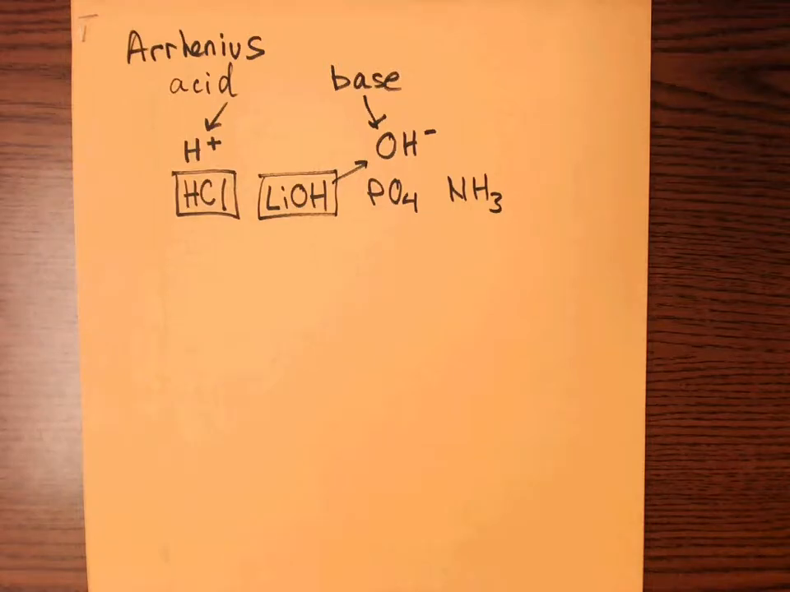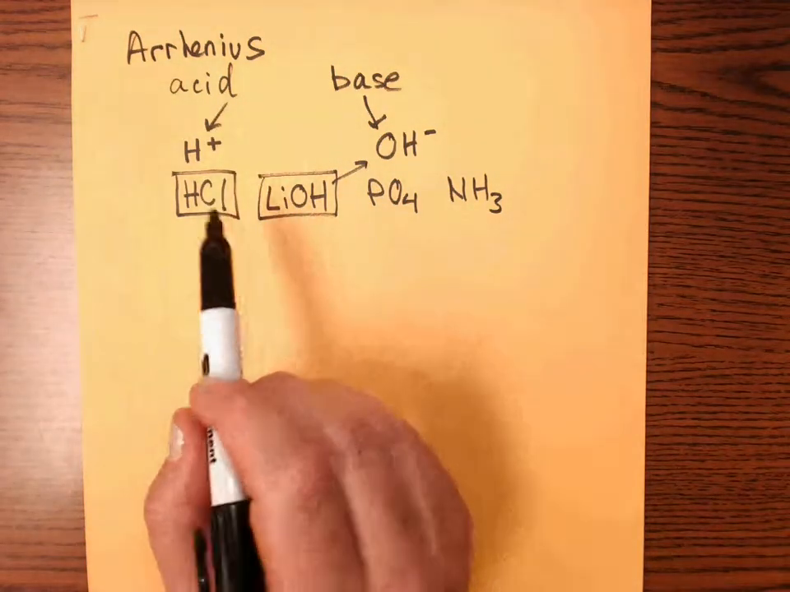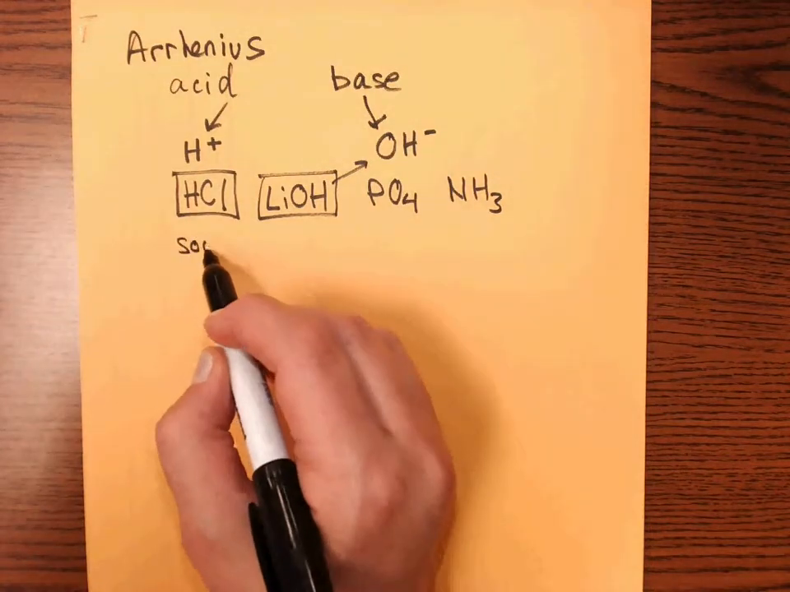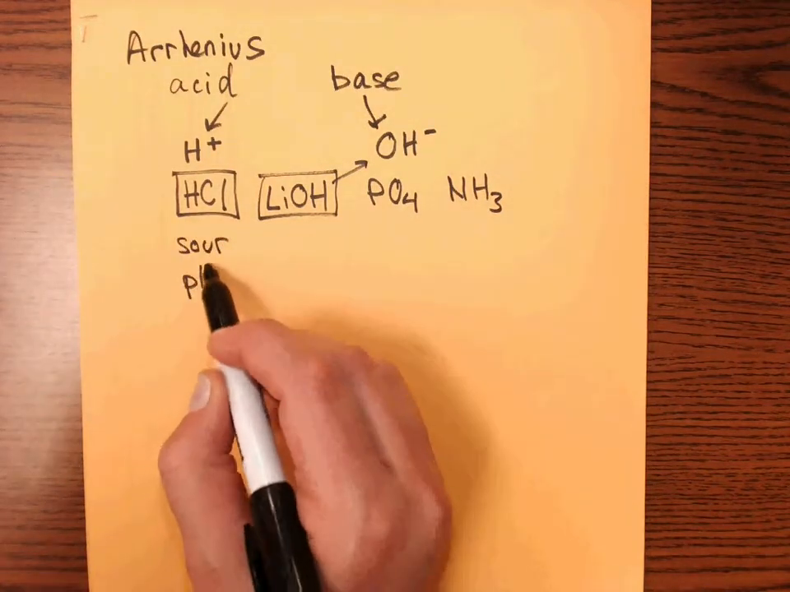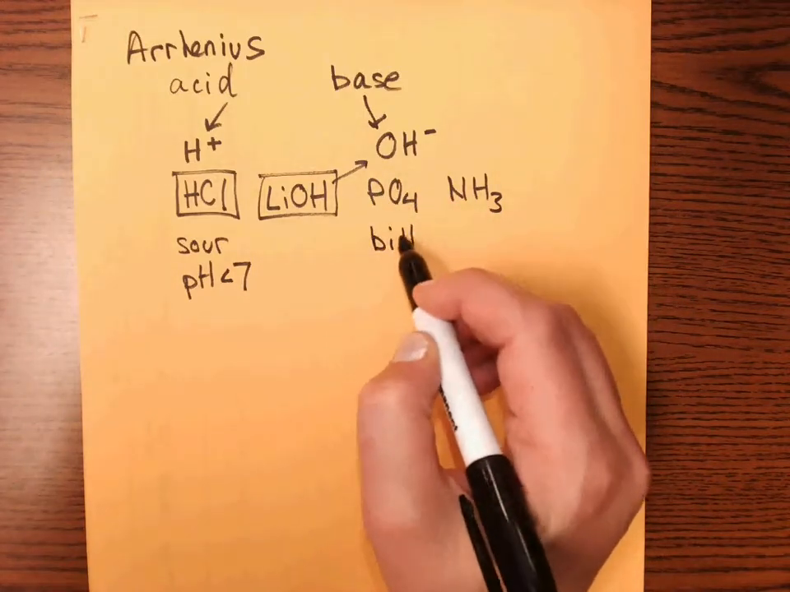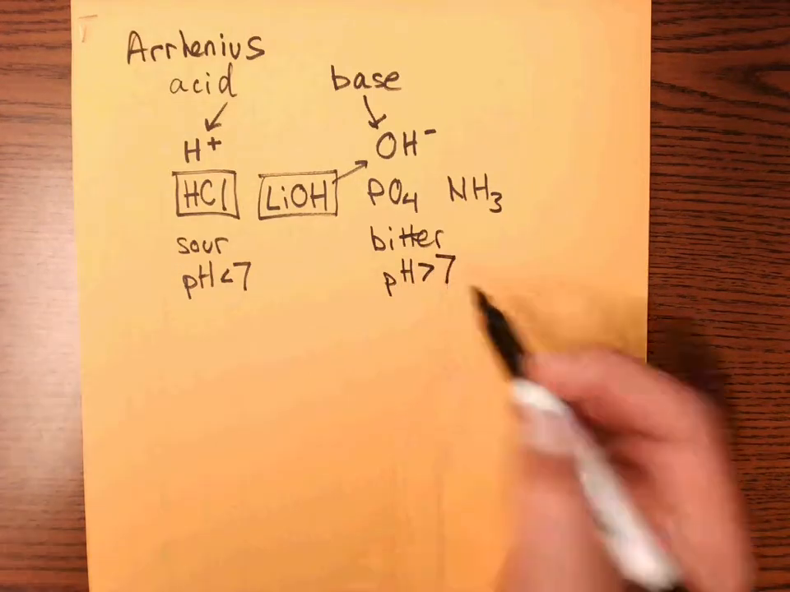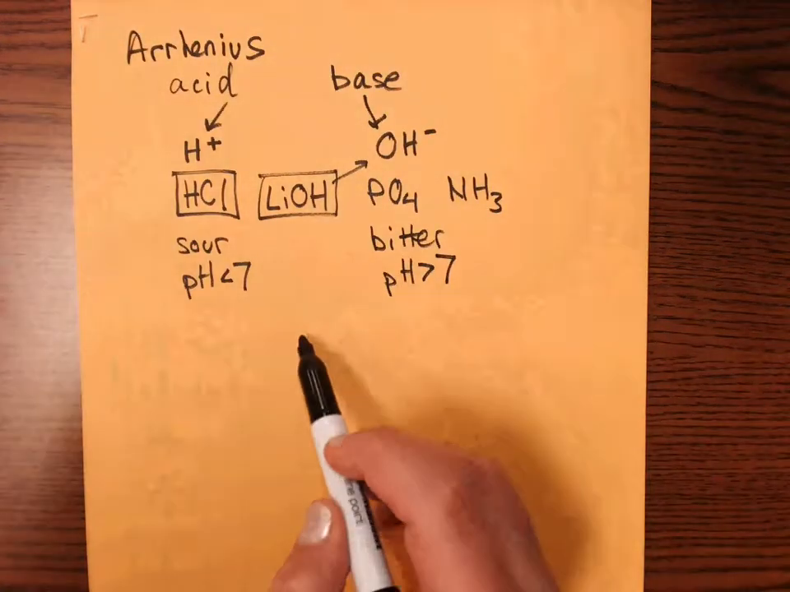Now you probably remember just simple characteristics of acids and bases. Remember, acids taste sour. The pH is less than 7. Bases, we say, are bitter, with the pH greater than 7. Now remember, water is in between.